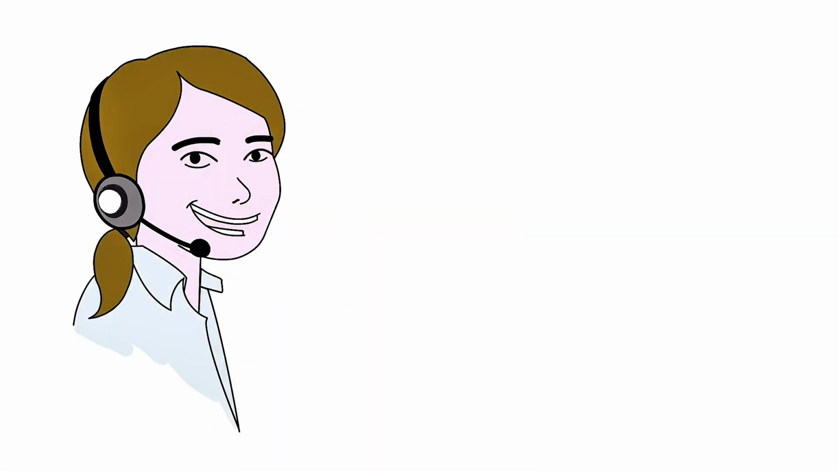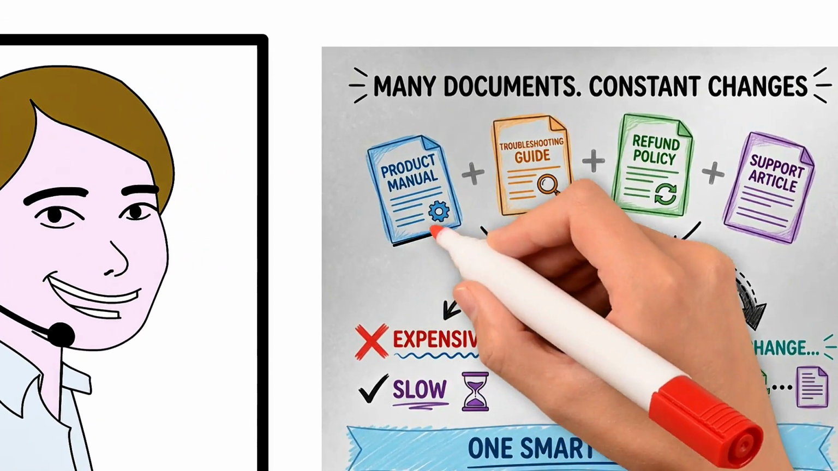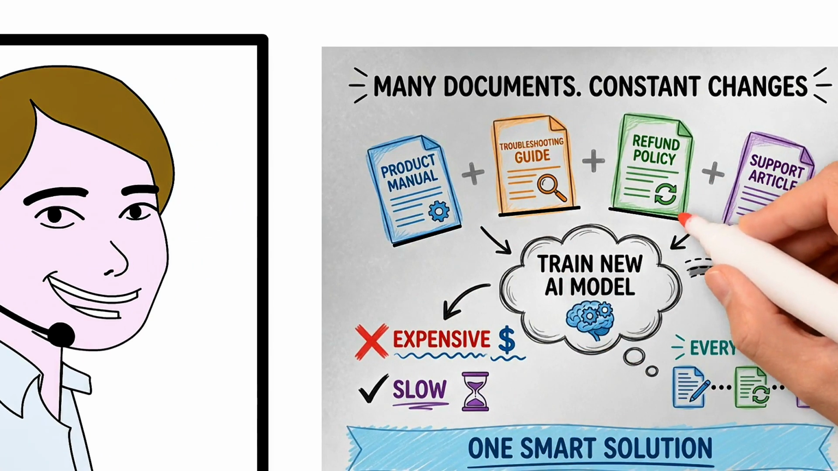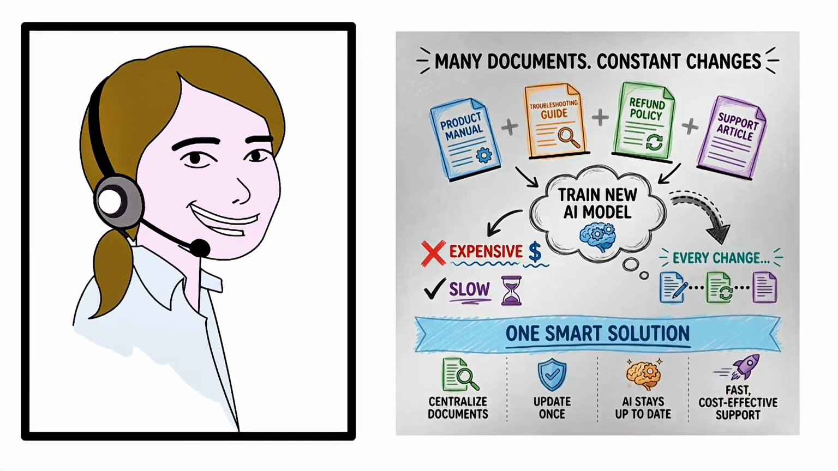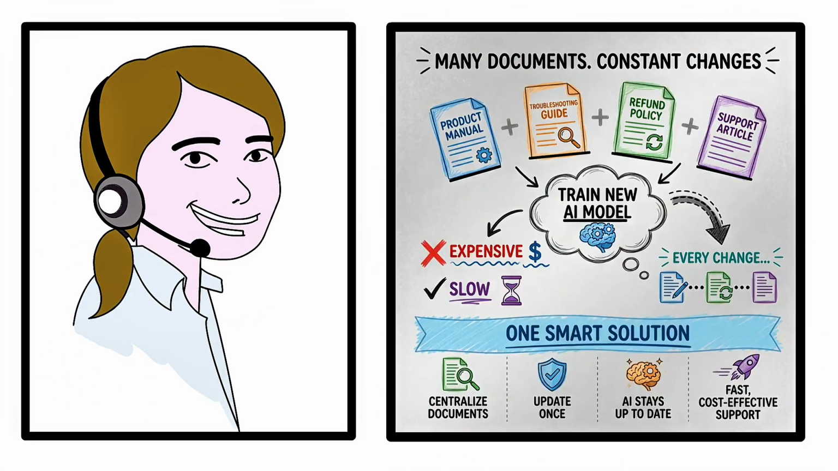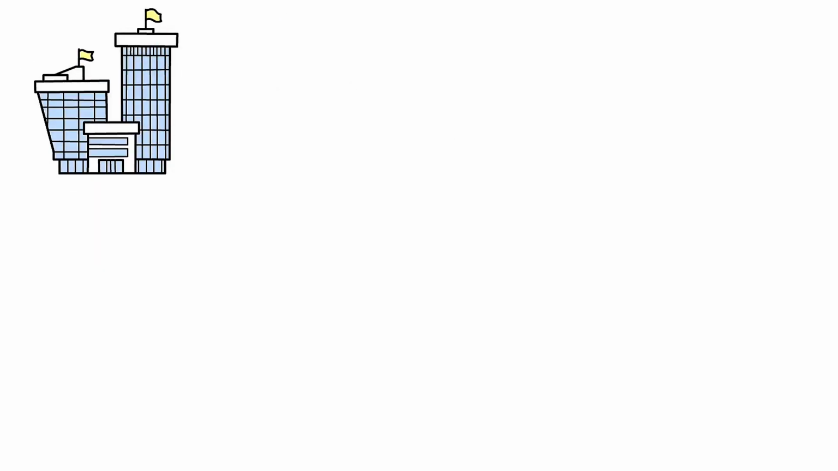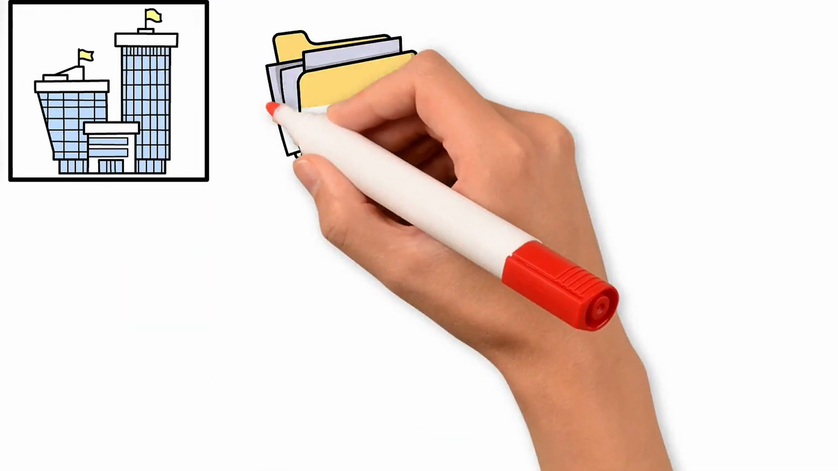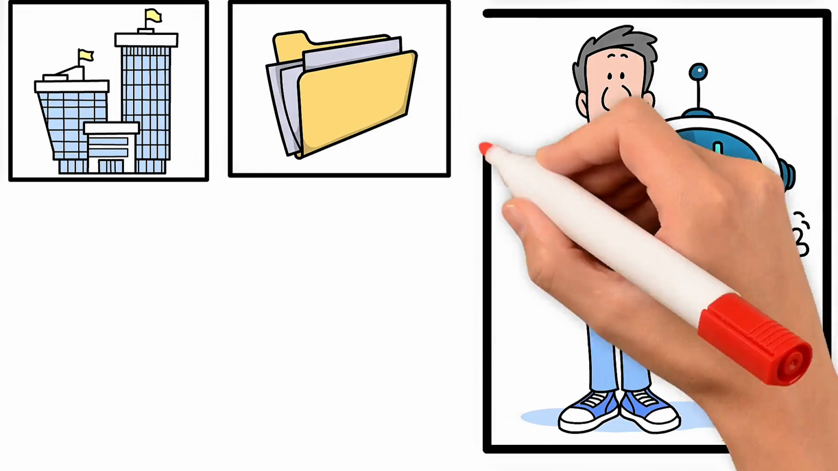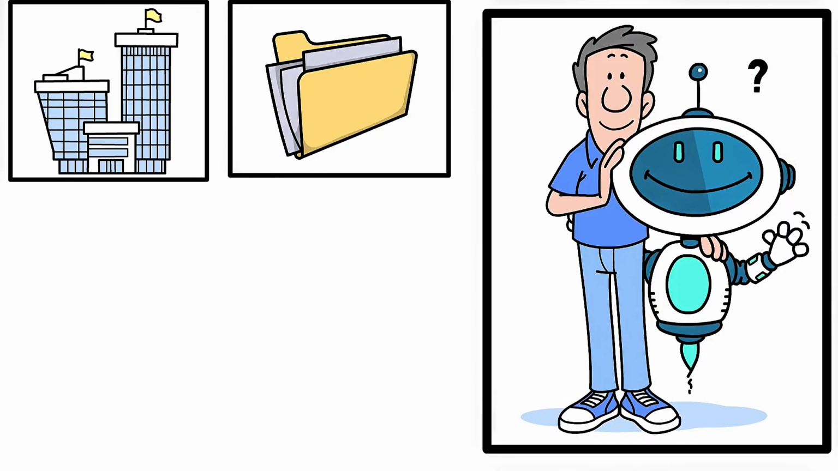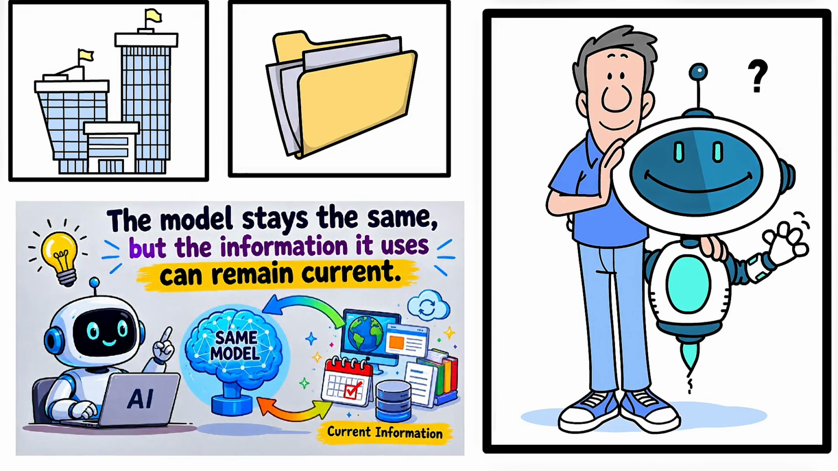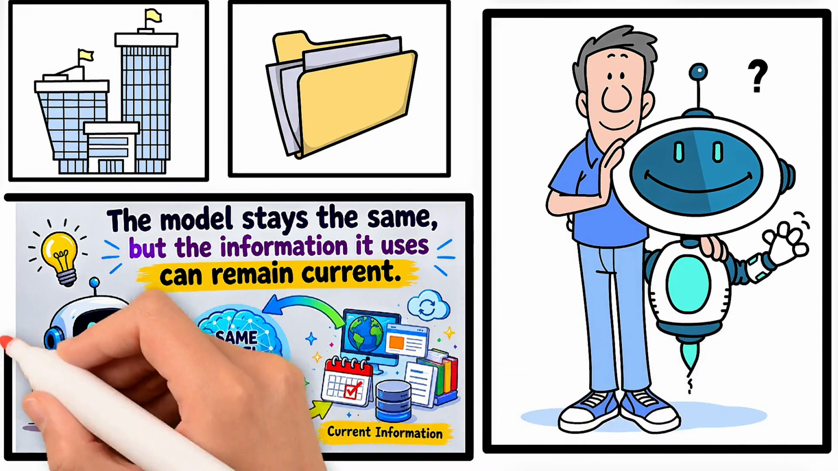A small case study is customer support. A company may have thousands of product manuals, troubleshooting guides, refund policies, and support articles. Training a new AI model every time one document changes would be expensive and slow. With RAG, the company updates the document in its knowledge base. The AI can then retrieve the latest version when a customer asks a question. The model stays the same, but the information it uses can remain current.